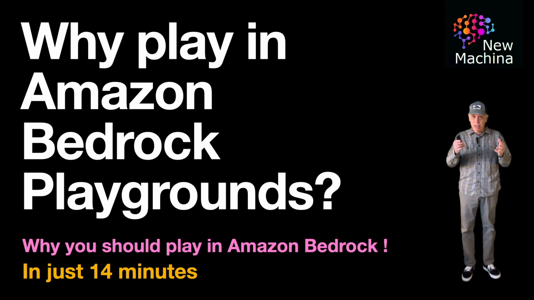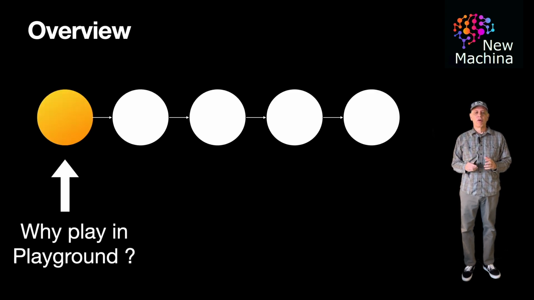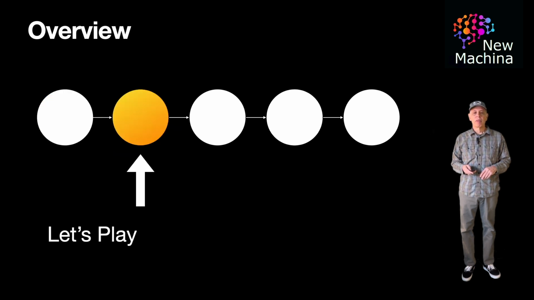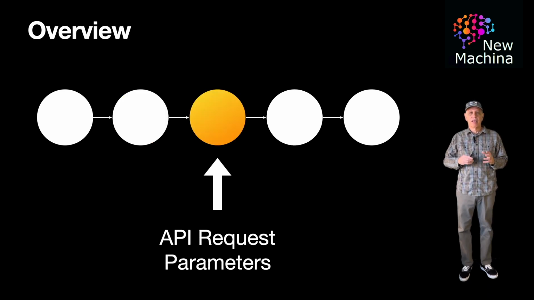Okay, so let's get started. So first, I will give a quick overview of what we're going to cover in this video. First, I will discuss what playgrounds are in AWS Bedrock. After that, I will show you a quick example of playing with Bedrock Playground. Next, I will show you how you can experiment and fine-tune your calls to the foundation models and how you can pull out that information for your API requests that you'll use in your application.